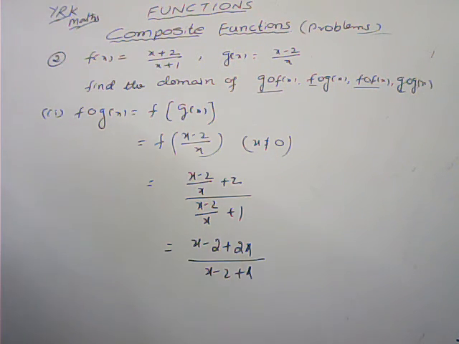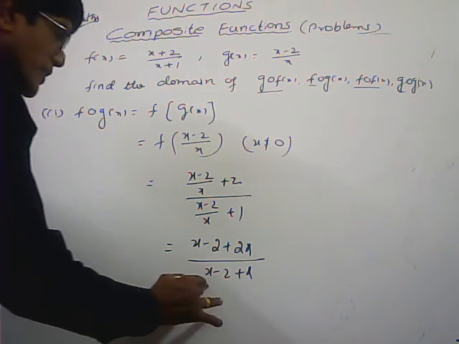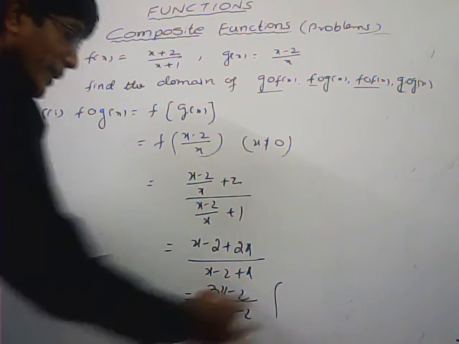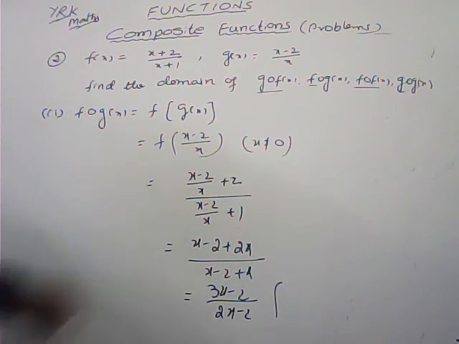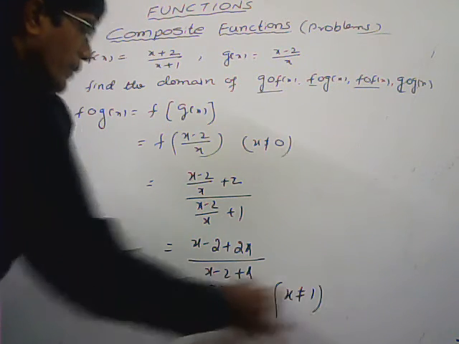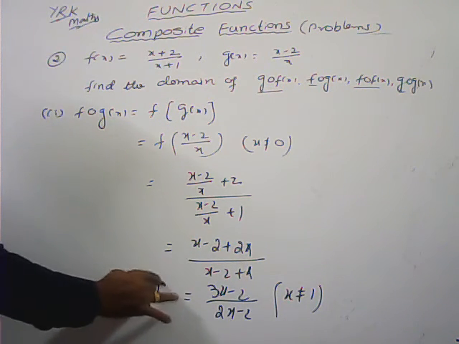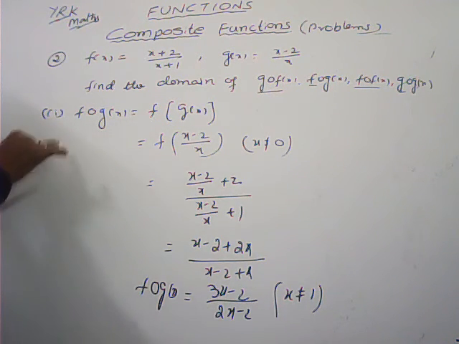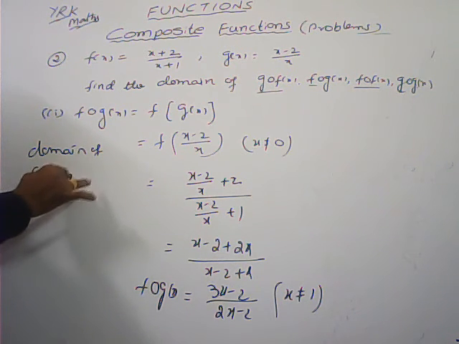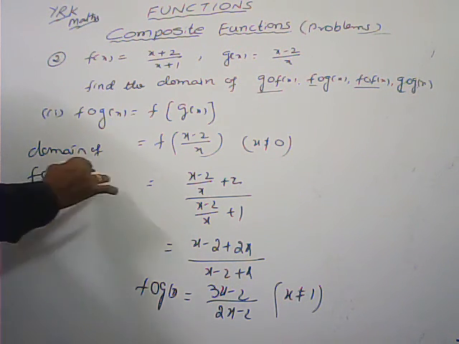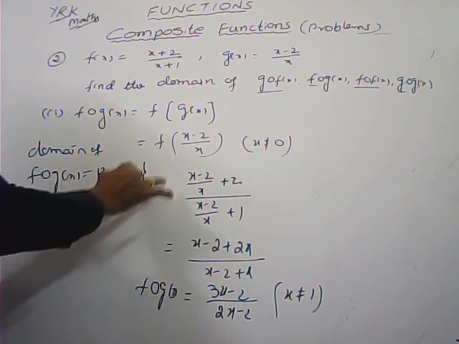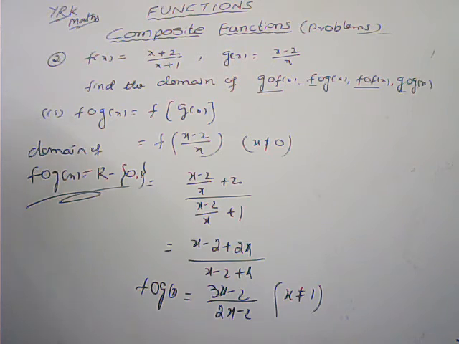Here both the denominators get cancelled. Here this is (3x minus 2) upon (2x minus 2). And here this function doesn't exist for 2x minus 2 equal to 0, x should not be equal to 1. This is f circle g of x. Now what is the domain? Domain of f circle g of x is equal to, it exists for every real value except 0 and 1. This is the domain of f circle g.